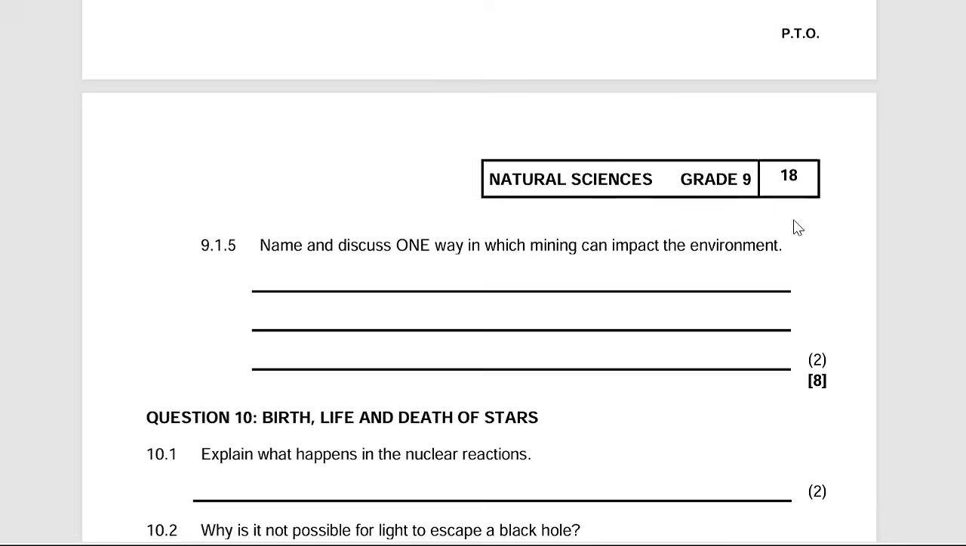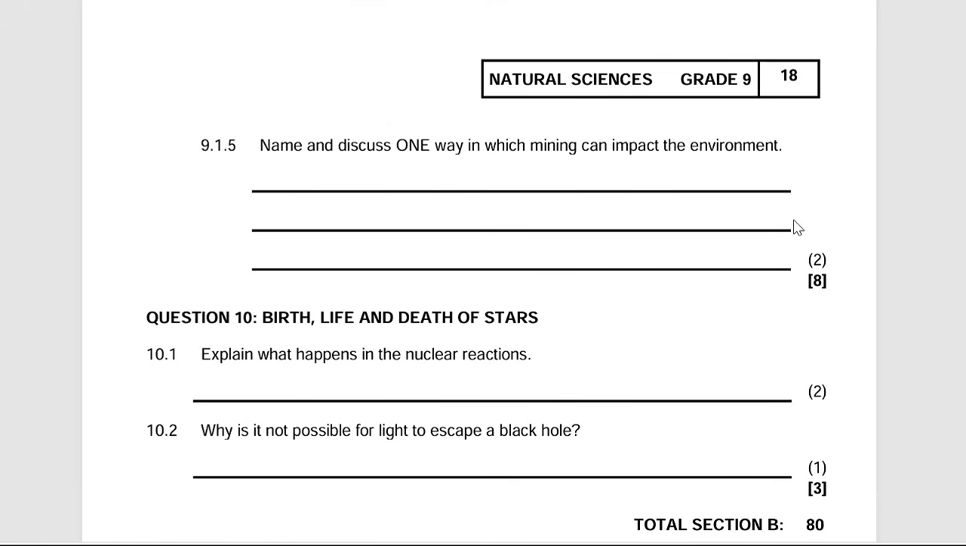Okay. Then we proceed to 9.1.5. It says, name and discuss one way in which mining can impact the environment. So in terms of this, I'm going to say removal of plants. There's going to be removal of plants, so you need to clear the land. So removal of plants there.